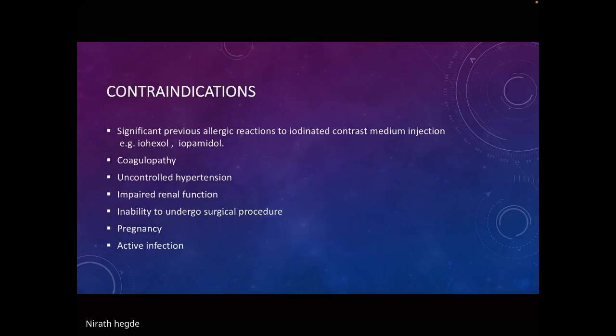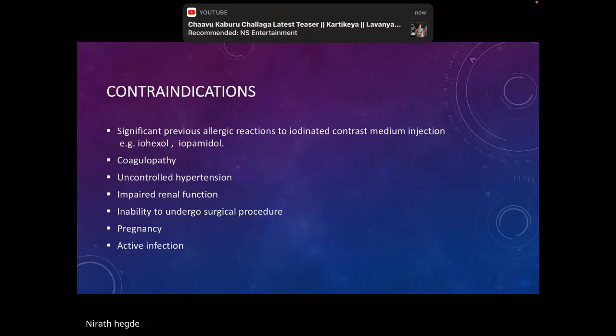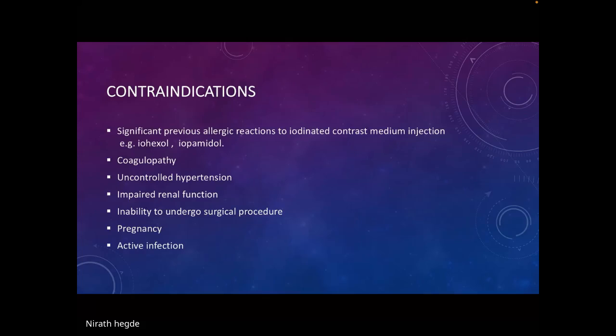Then you should not do it if the person is having any bleeding disorders, or any allergic reactions, or uncontrolled hypertension, that is his blood pressure is more than usually 150 to 200 systolic. Impaired renal function, that is his creatinine clearance is low, and he is unable to undergo any surgical procedure, so you cannot do an angio and waste your time. Then there is pregnancy, though for placental malattachment you can do an angio in very rare cases, and in active infections, you don't do an angio.